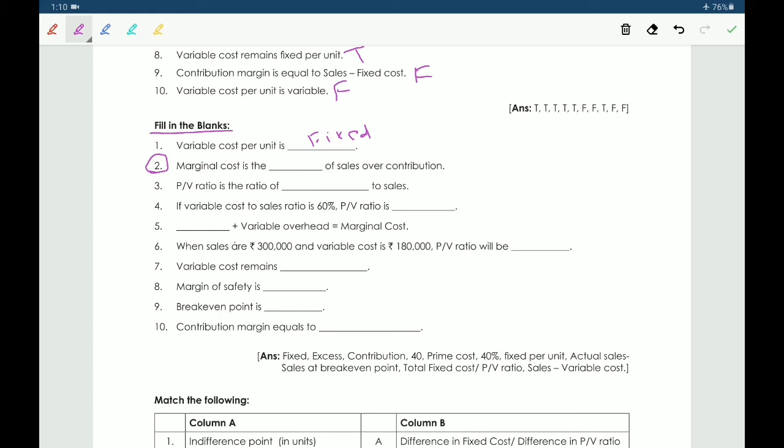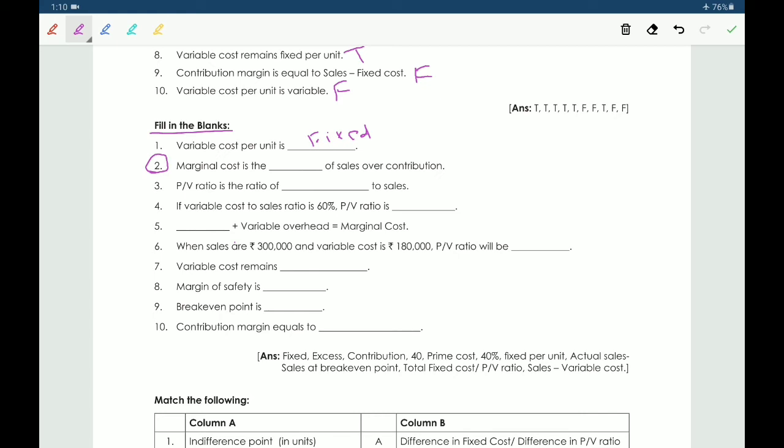Contribution to sales. Fourth one, if variable cost to sales ratio is 60%, PV ratio is how much? So variable cost is given. Here asking PV ratio. So it is 40%. That means 100 minus 60%. Fifth one, dash plus variable overhead equal to marginal cost. So prime cost plus variable overhead equal to marginal cost.